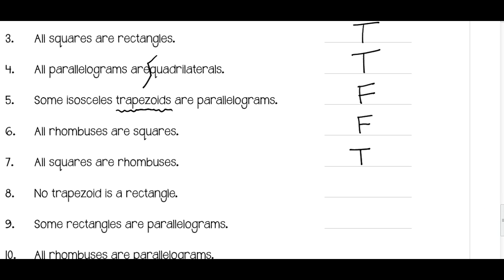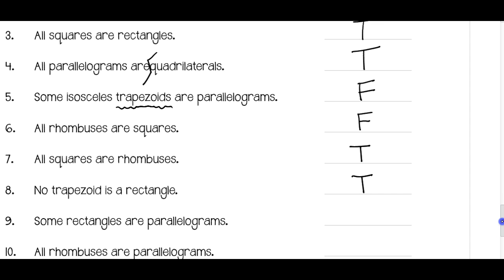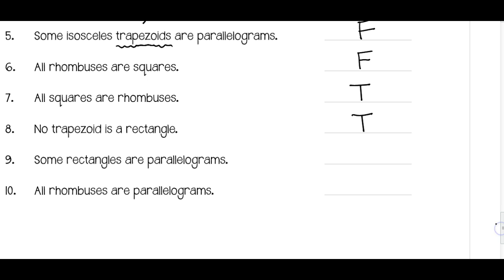No trapezoid is a rectangle. That's true. If it's a trapezoid, it has to have exactly one pair of parallel sides, and if it's a rectangle, it would have to have two. Some rectangles are parallelograms. I really don't like this question, but it's kind of false because all rectangles are parallelograms, not just some of them. And then number 10, all rhombuses are parallelograms. That's true. Rhombus is below parallelogram in the tree, so it would have all those properties.